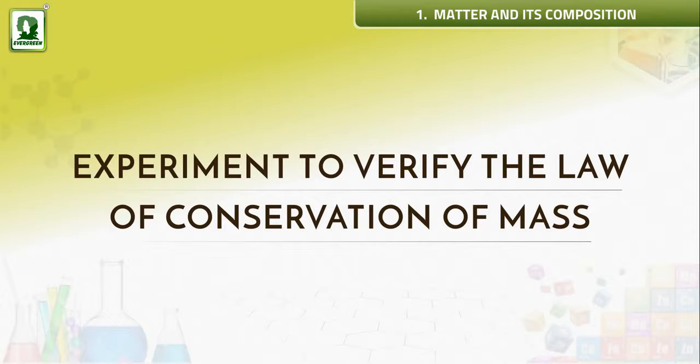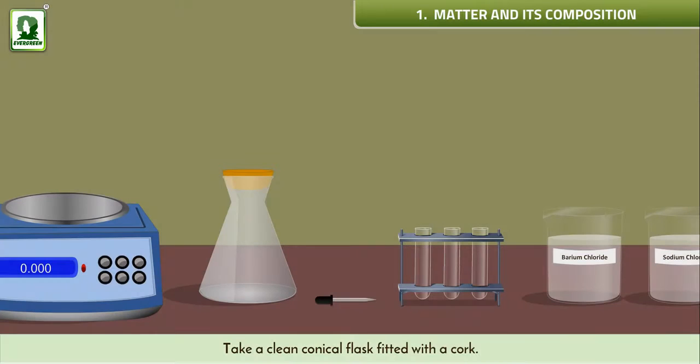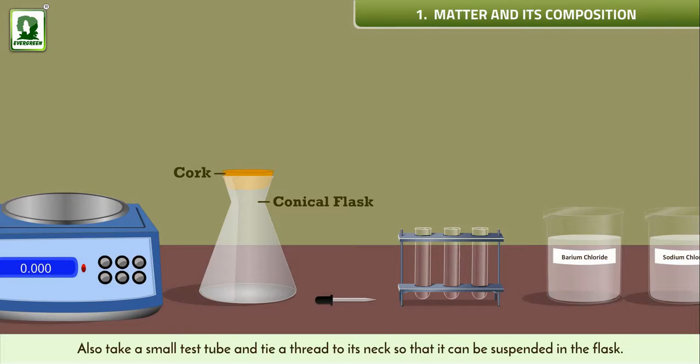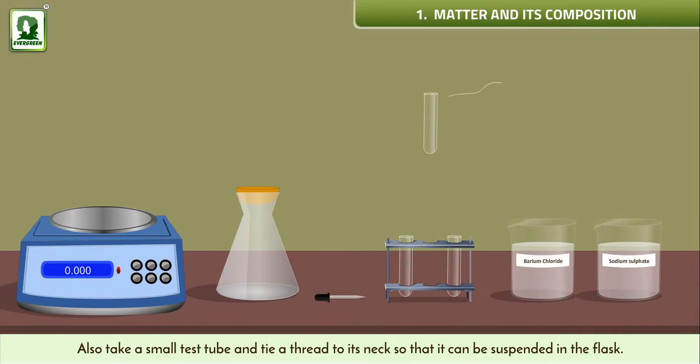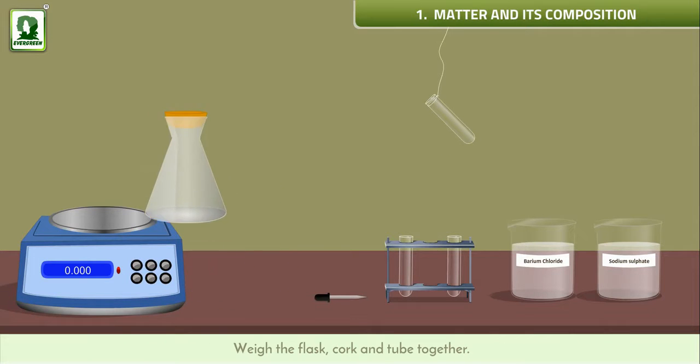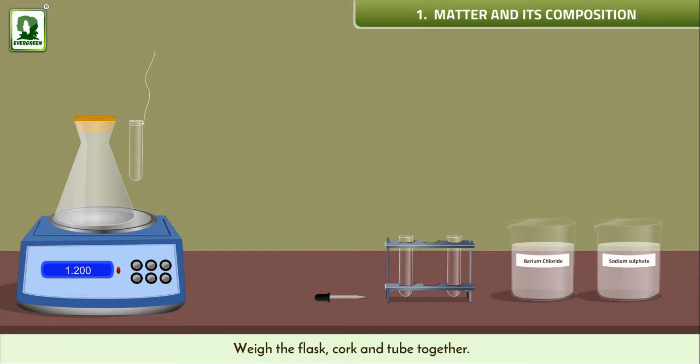Experiment to verify the law of conservation of mass. Take a clean conical flask fitted with a cork. Also take a small test tube and tie a thread to its neck so that it can be suspended in the flask. Weigh the flask, cork, and tube together.